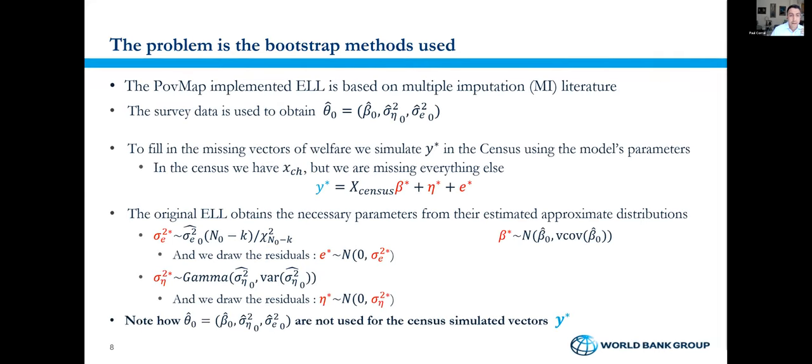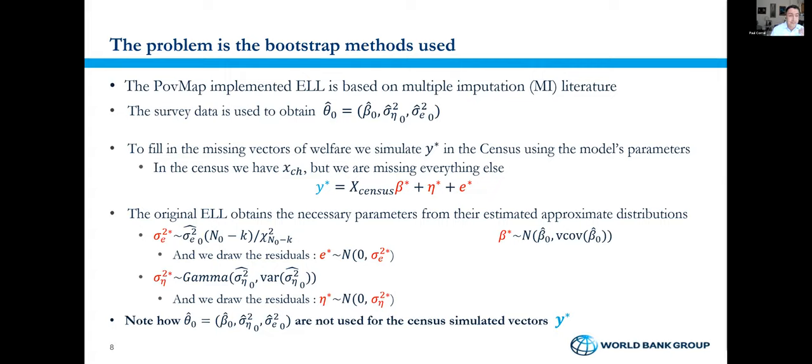Now, the problem of the original ELL seemed to be based on the bootstrap methods used. In the original ELL, the authors offered a couple of approaches toward obtaining an estimate of the noise. The method used in PovMap relied on multiple imputation methods, which aren't necessarily aligned to the goals of SAE. Under the methods implemented, the parameters used to simulate welfare onto the census population are drawn from their approximate distributions. But note that in the simulated welfare vectors, we never use the actual parameters from the model estimated with survey data.